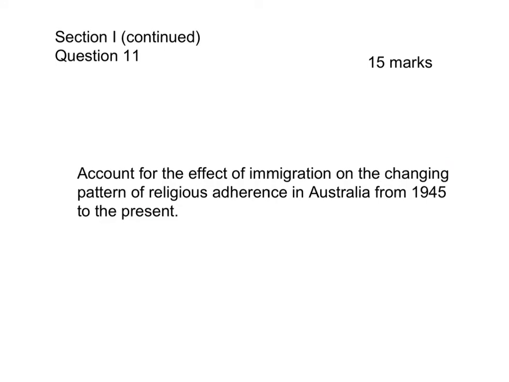Okay, so question 11 asked you to account for the effect of immigration on the changing pattern of religious adherence in Australia from 1945 to the present. So what we need to do first is to break down the question. Step 1 would be to identify the verb or action word, which is account. This is essential to identify because it tells you what you need to do in order to answer this question. Account means to state reasons for.